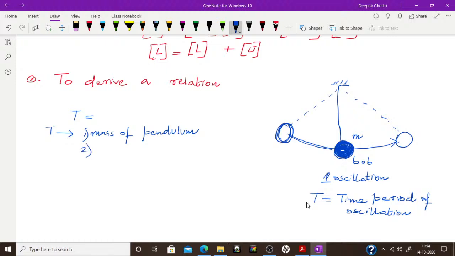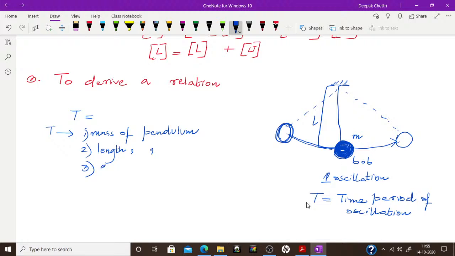Number two, it can depend on the length of the pendulum. So this is your length, right? It can depend on the length of pendulum. And last one, it can depend on acceleration due to gravity. Why? Because why does the pendulum stop here and come back? It's because of gravity, right? It cannot go up. If it goes up, gravity pulls it down. So gravity is pulling the pendulum. That's why it comes back to the middle, goes to the left, comes back. So it depends on gravity.